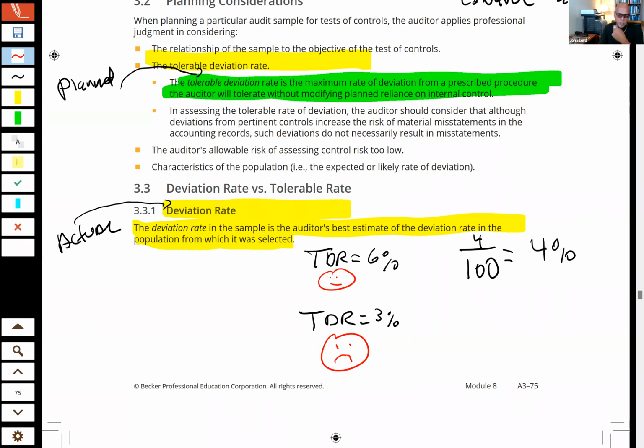Nature, I'm going to have to use external evidence instead of internal evidence. And extent, pull larger sample sizes now for my substantive testing. And I'm probably going to have to do year-end testing.